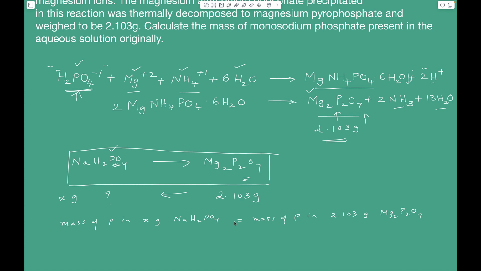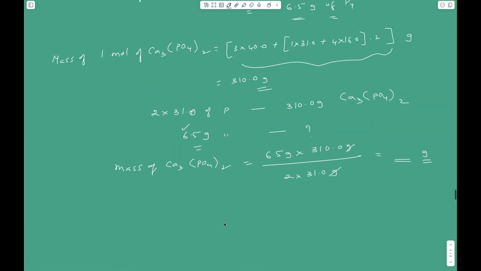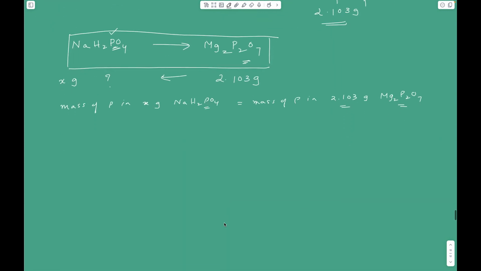Now from here you can do one thing. You can figure out the mass of phosphorus in 2.103 grams of magnesium pyrophosphate because you know its formula. You can calculate the mass of phosphorus in so many grams of this compound as we did earlier, and then figure out the mass of monosodium phosphate that contains the same amount of phosphorus. This is how we solved the previous question, right? Now let us do this slightly differently.